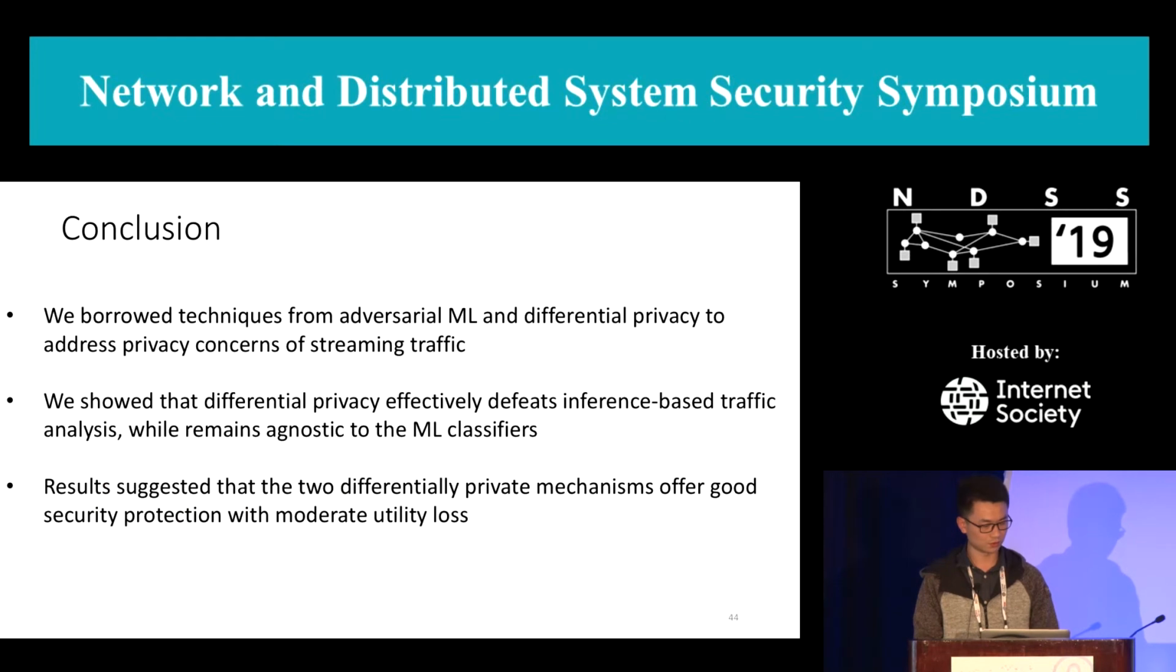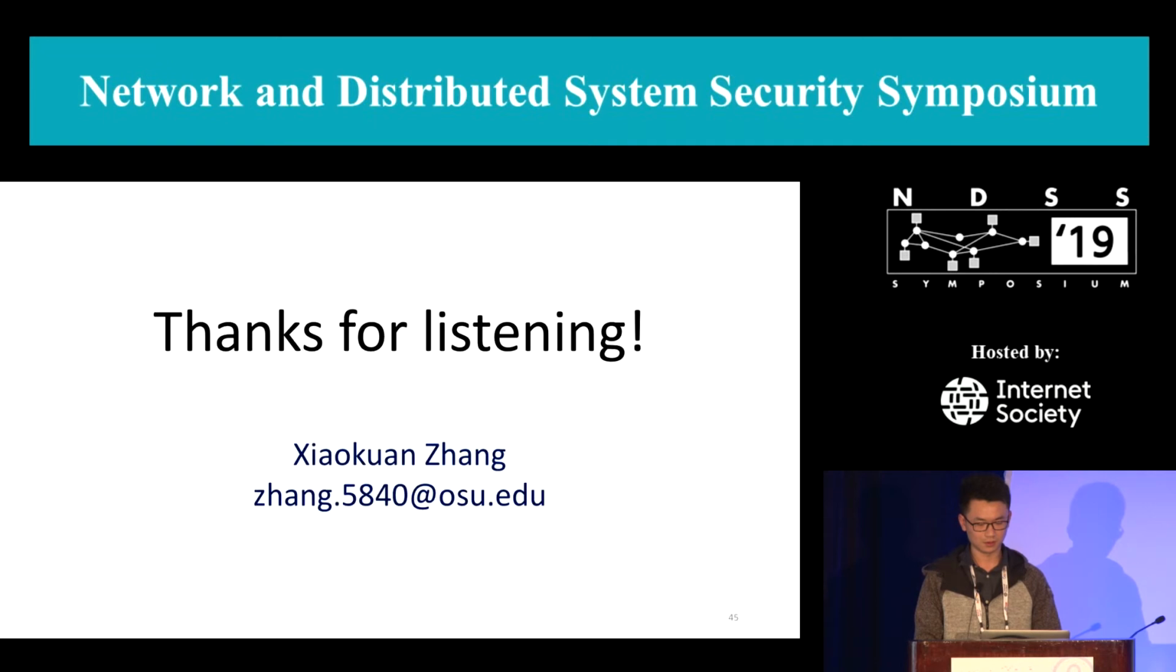So to conclude, we borrow techniques from adversarial machine learning and differential privacy to address privacy concerns of streaming traffic. We show that differential privacy effectively defeats inference-based traffic analysis while remaining agnostic to ML classifiers. Our results suggested that the two differentially private mechanisms offer good security protection with moderate utility loss. So thank you for your attention. I'm ready to take questions now.